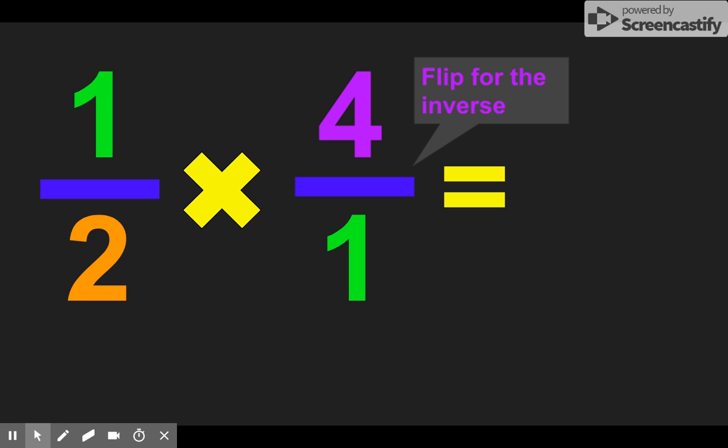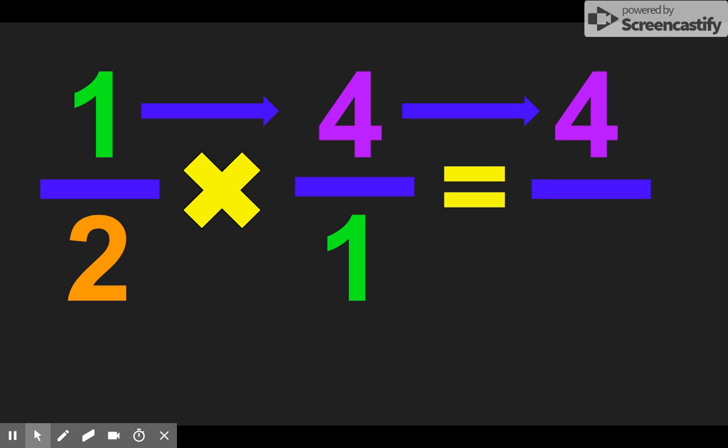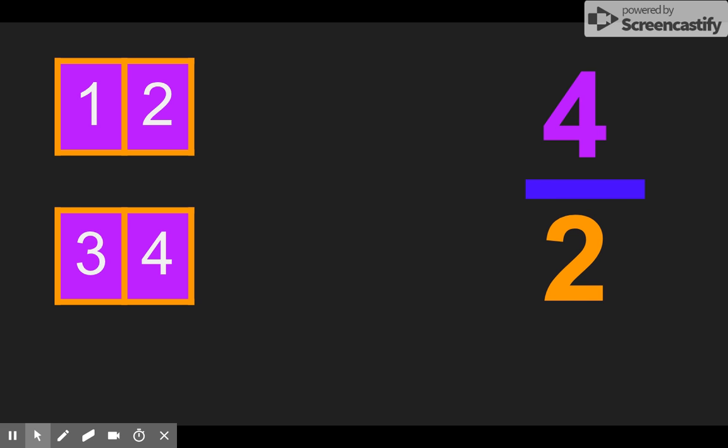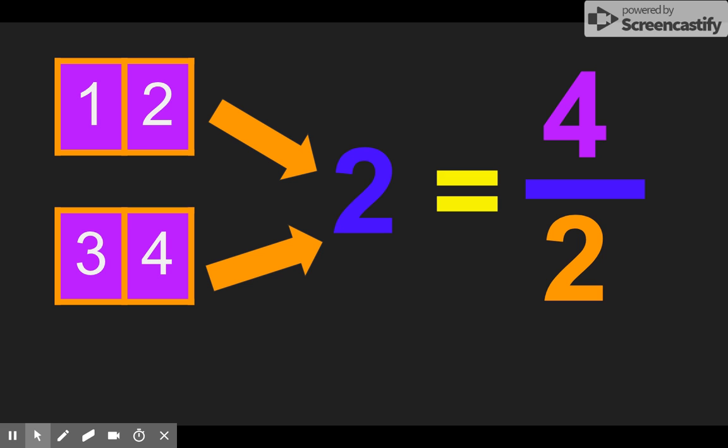Now we solve this like we would any fraction multiplication problem. We multiply across. 1 times 4 is 4, and 2 times 1 is 2. And we get the answer 4/2. And you say, but wait a minute, you told me that the answer was 2. Well, let's look at that. How is it that the answer is 4/2? Here I have 4/2 that you can look at. 1, 2, 3, 4. We agree that those are 4/2, right? But we also know that we can put those halves together and get the number 2. So you see 2 is 4/2.